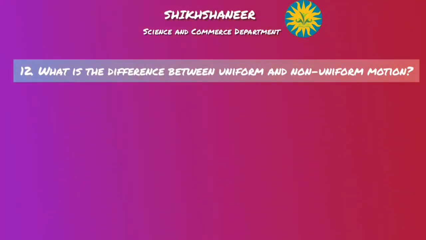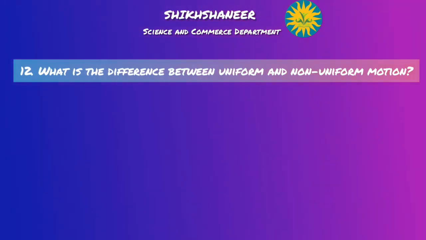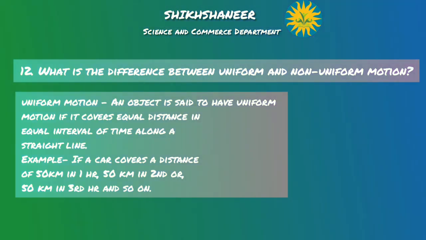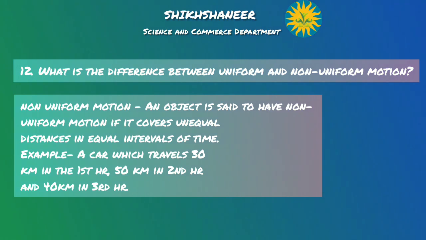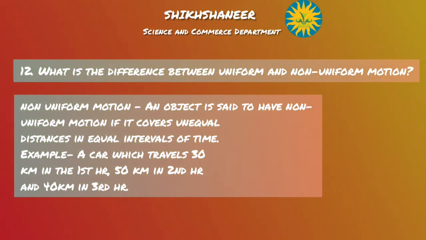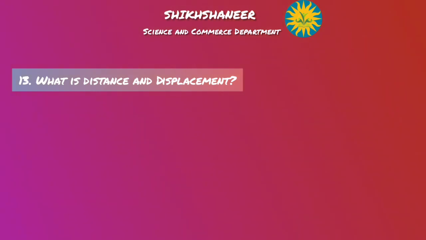What is the difference between uniform and non-uniform motion? An object is said to have uniform motion if it covers equal distances in equal intervals of time along a straight line. For example, if a car covers a distance of 50 km in the first hour, 50 km in the second, and 50 km in the third hour, and so on. In case of non-uniform motion, an object is said to have non-uniform motion if it covers unequal distances in equal intervals of time.